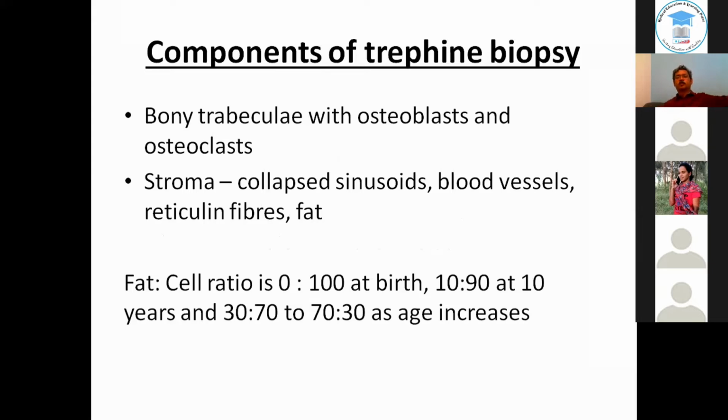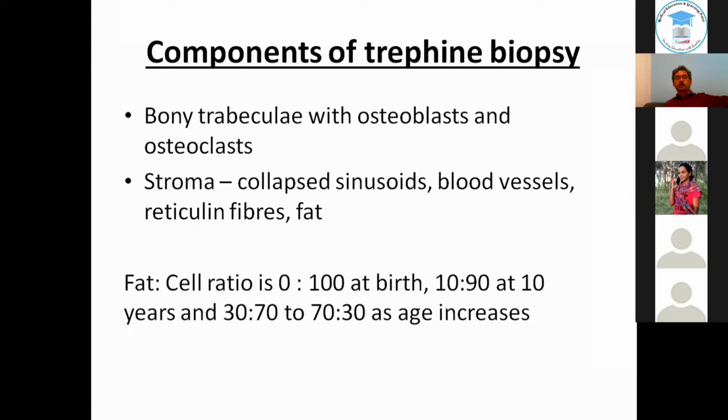The components of the trephine biopsy. Now, Jayashree has already told you what you see in an aspirate. In a trephine biopsy, you look at the bony trabeculae with osteoblasts and osteoclasts. You look at the stroma, the collapsed sinusoids, blood vessels, reticulin fibers, fat. And interestingly, I forgot to mention the most important thing, the hematopoietic cells. I've taken it for granted, and so I forgot to put it out here.